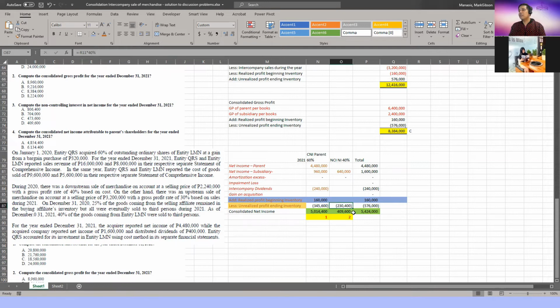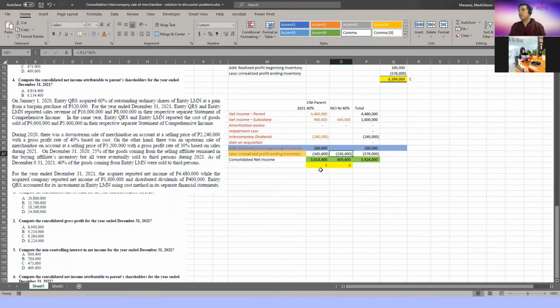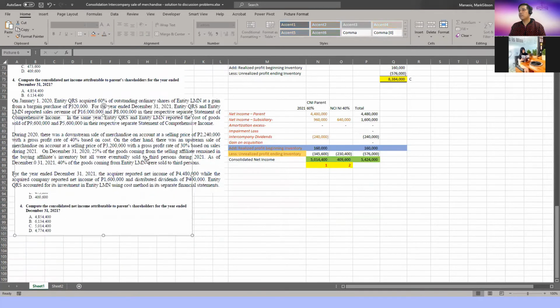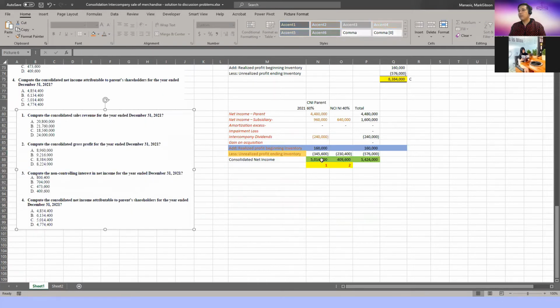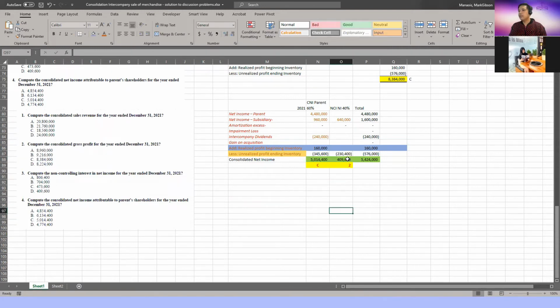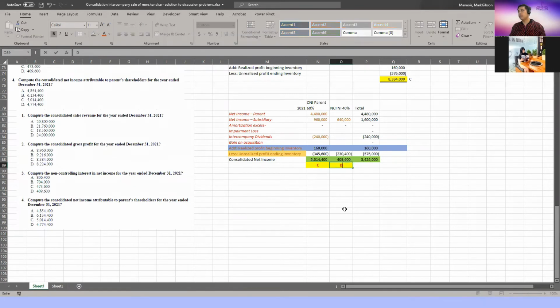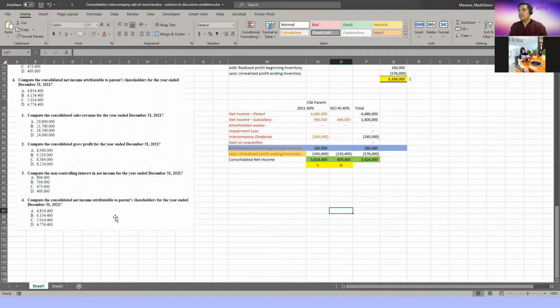Okay, so with that, pwede natin ma-compute how much would be the consolidated net income attributable to the parent. So it's 5,014,400, letter C. And then 409,600, letter D. So that's for requirements 3 and 4.